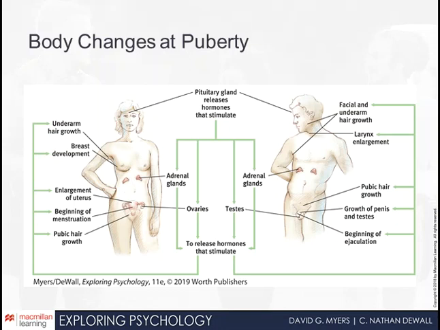So here are some of the body changes at puberty. For females, we have underarm hair growth, breast development, enlargement of the uterus, beginning of menstruation and pubic hair; the adrenal glands and ovaries, and the pituitary gland release the hormones that stimulate these. For males we have facial and underarm hair growth, larynx enlargement for voice sound, pubic hair growth, the growth of the penis and testes, and the beginning of ejaculation. We also see the adrenal glands and testes being controlled by the pituitary gland, which stimulates their growth, as part of the endocrine system.